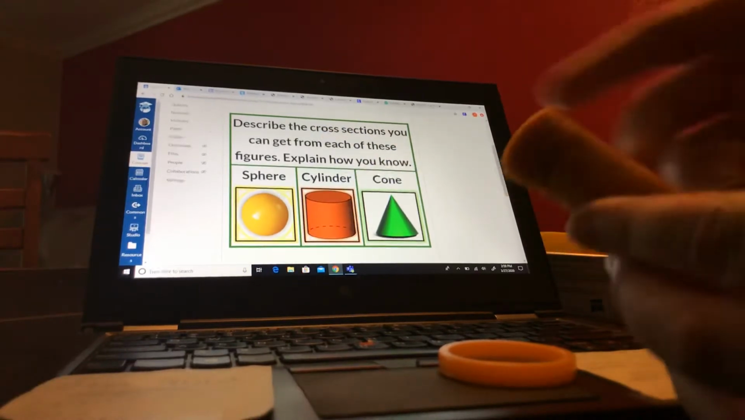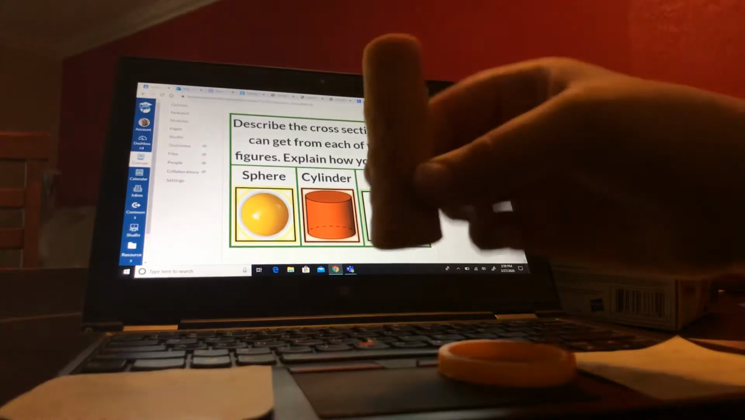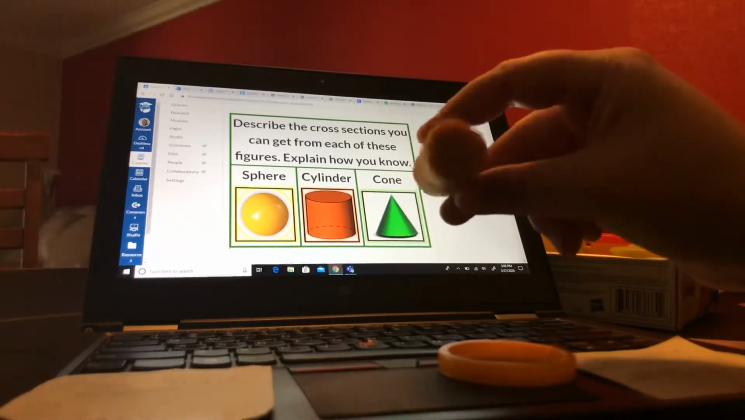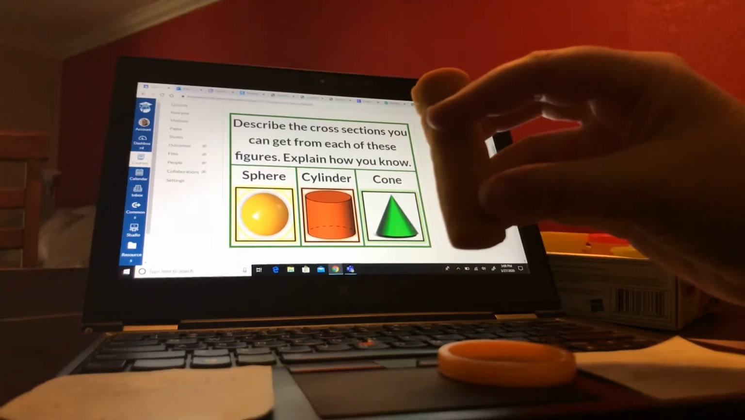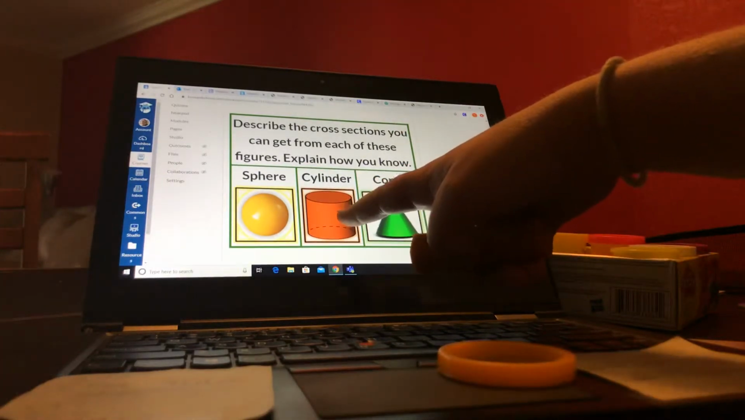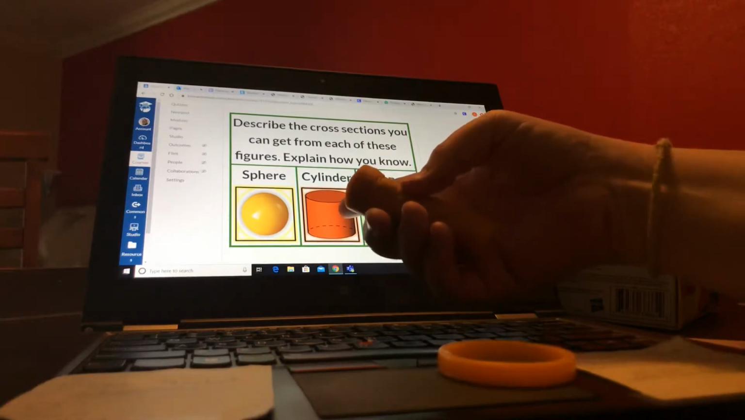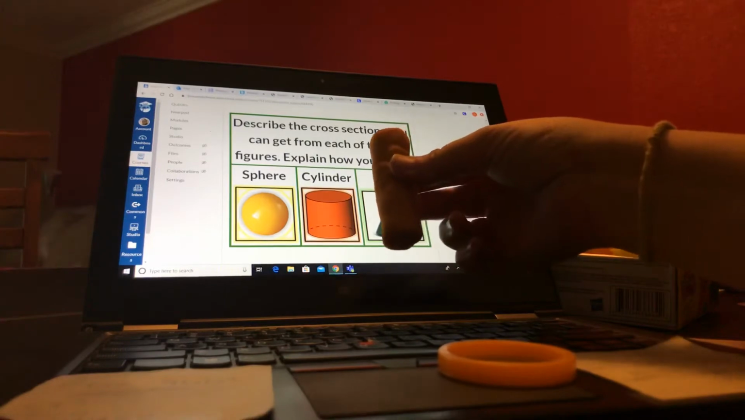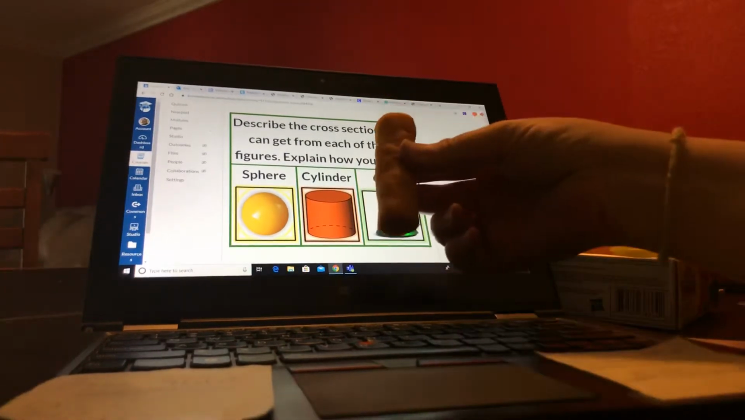So first of all, we want to identify what type of three-dimensional shape this is. It has a circular base, and then the side looks more like a rectangle. Based on that description, we'll go with the cylinder. Everyday shapes around your house that may have this are a can of soup or a can of soda. So now, as far as what a cross section is, if I were to take a knife and cut this shape, it's just Play-Doh.